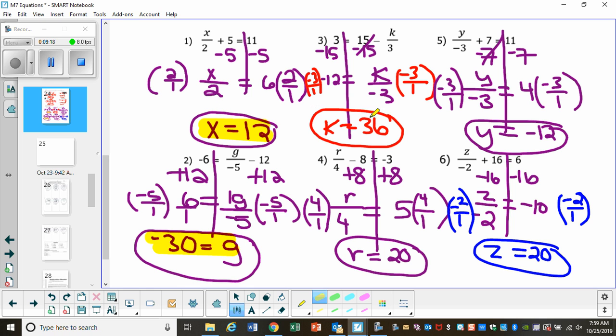For number 3, you should have gotten k equals 36. For number 4, you should have gotten r equals 20. For number 5, you should have gotten y equals -12. And lastly, for number 6, you should have gotten z equals 20.